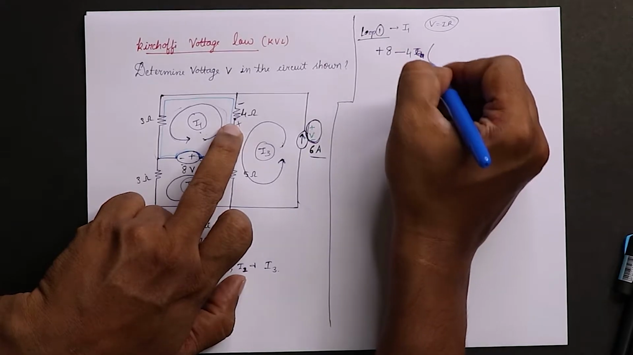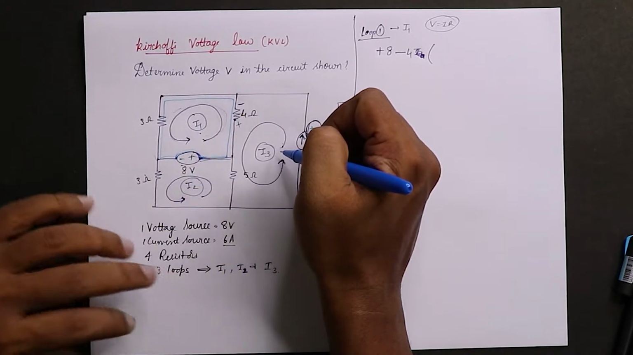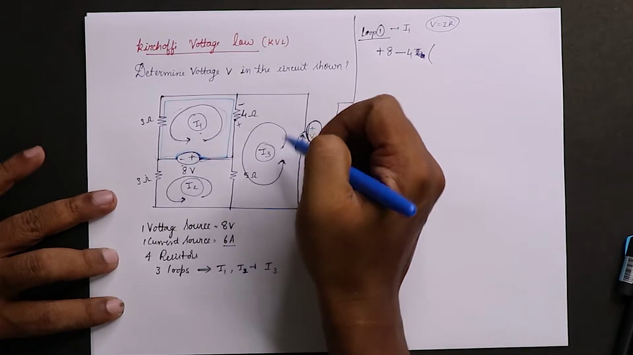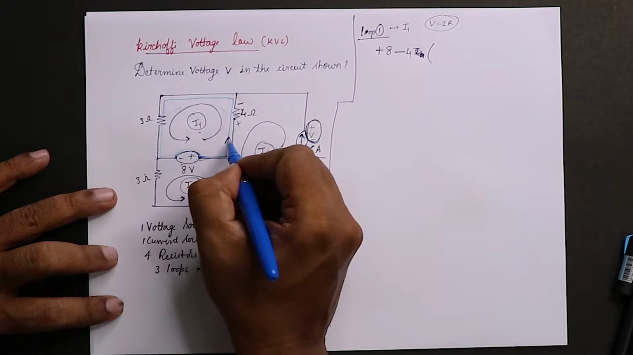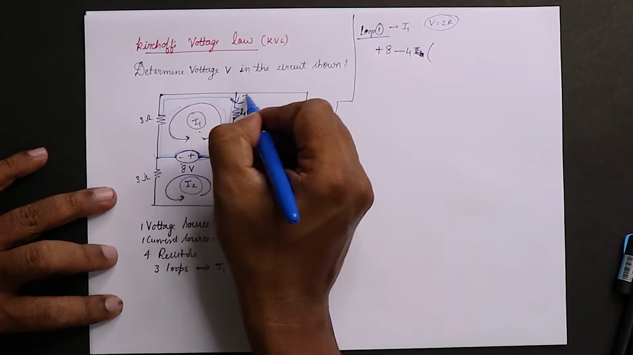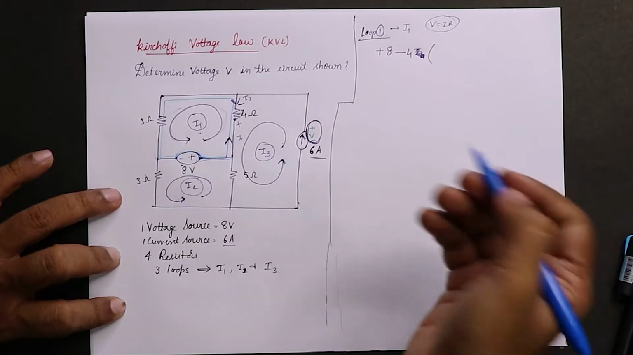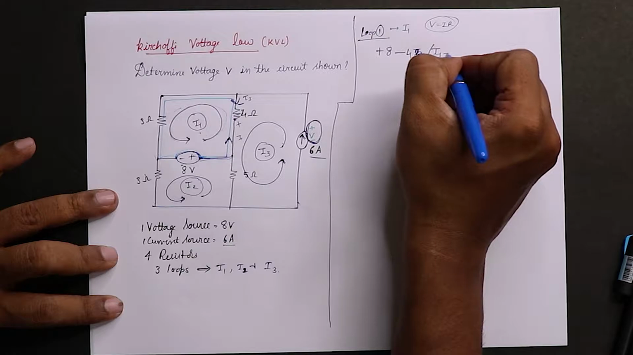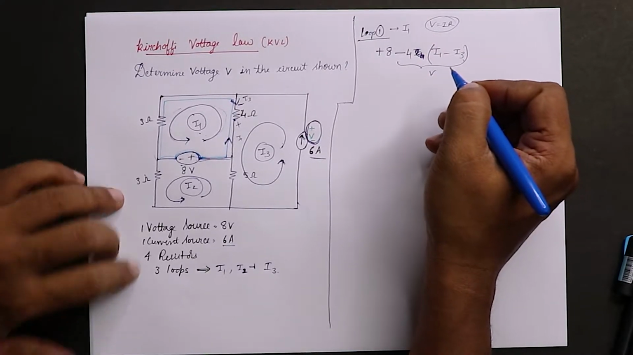Here, I1 is flowing and I3 is also flowing. Let us see the flow. In the 4 ohm resistor, your I1 is flowing in this direction and your I3 is coming in the opposite direction, so it is I1 minus I3. This total becomes the voltage at 4 ohms.